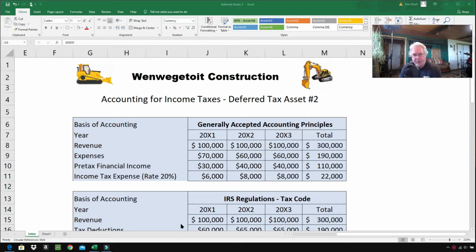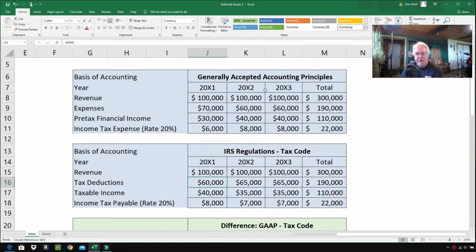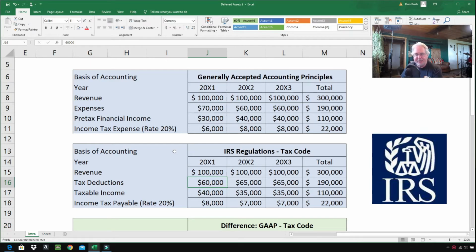So here we go. I have 2 sets of financial information for you. The first set is based on generally accepted accounting principles. We have revenue, expenses, pre-tax financial income, income tax expense. And down below in the second box, I have financial information based on IRS regulations. And as you ought to know by now, there are some significant differences between the two.